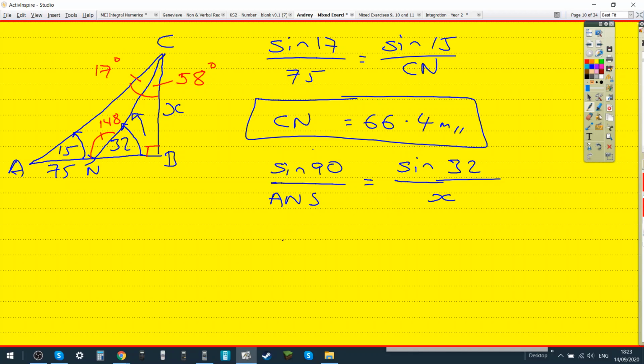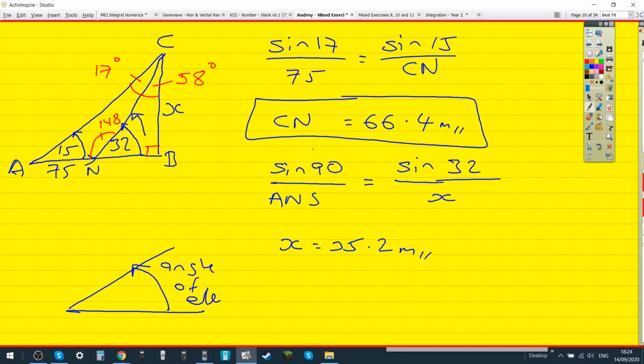35.2. That's great. Okay. Meters. Yeah, so I didn't realize it's not just an angle of elevation. Start right, open up counterclockwise, and that's called angle of elevation. All right. Any questions there? No. Okay.